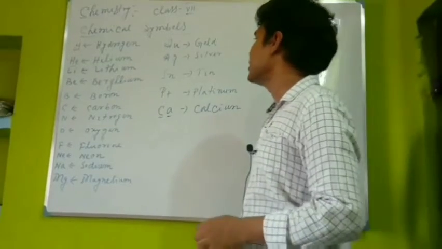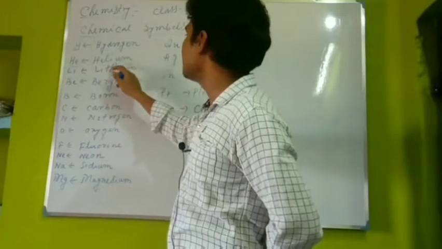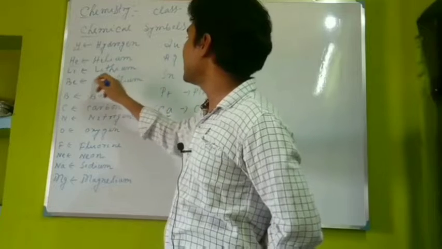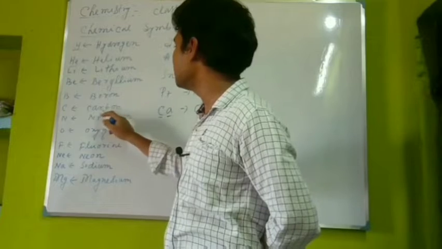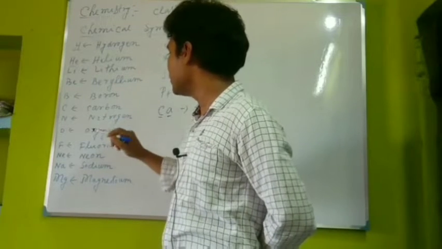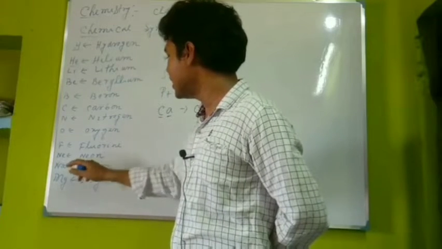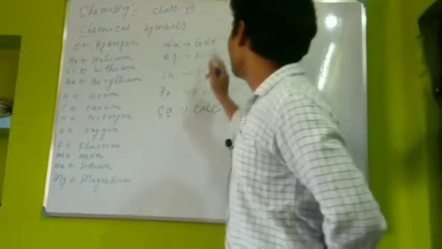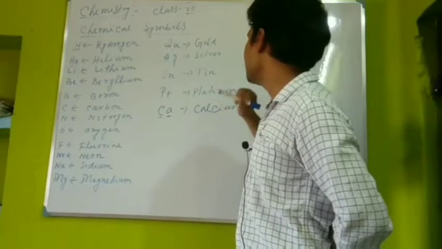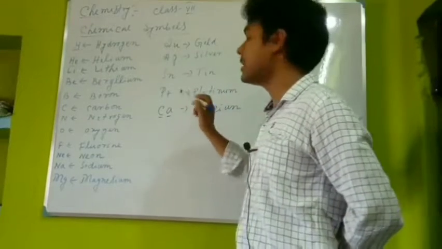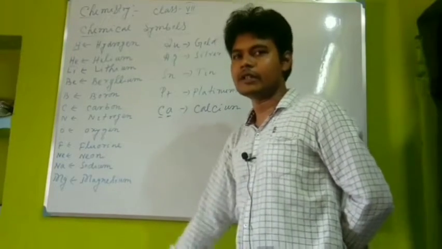Such that hydrogen is represented by H, helium by He, lithium by Li, beryllium by Be, boron by B, carbon by C, nitrogen by N, oxygen by O, fluorine by F, neon by Ne, sodium by Na, and magnesium by Mg, gold by Au, silver by Ag, tin by Sn, platinum by Pt, calcium by Ca. So those are a few elements which I have written. There are lots of elements present.